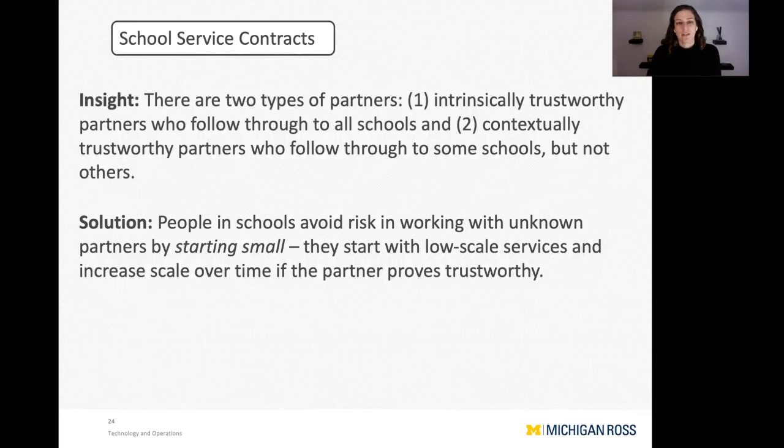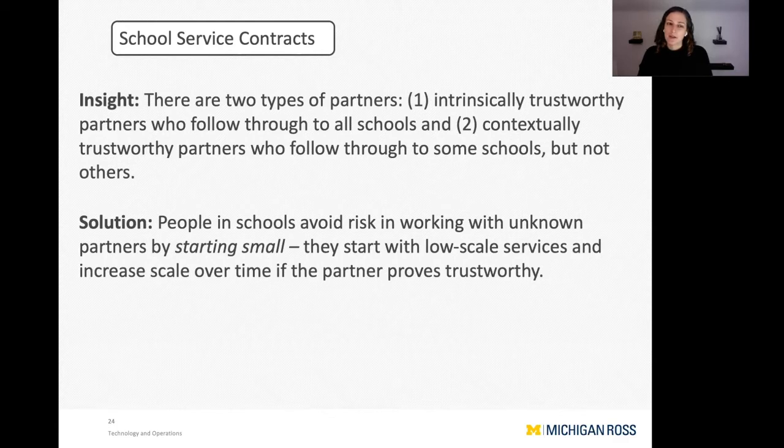And our insight was that there are really two types of partners in the marketplace. The first is intrinsically trustworthy partners. This idea of intrinsic trustworthiness is common in supply chain research and trustworthiness as well. It's the idea that this partner just has some attribute about them that makes them more likely to follow through as expected.